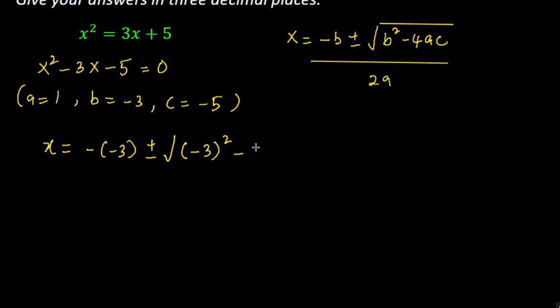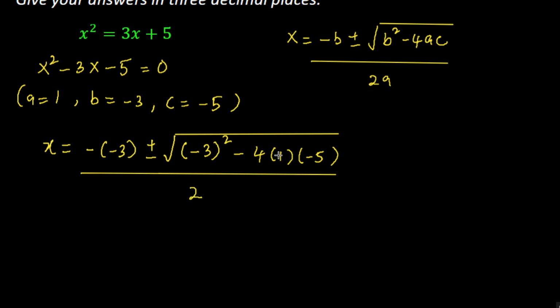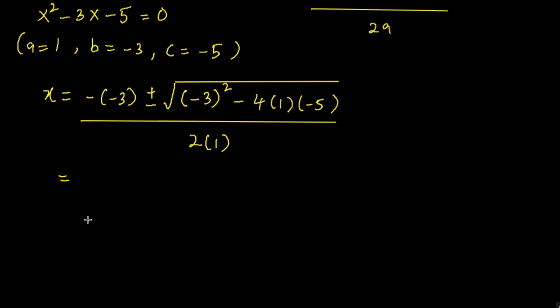Minus 4, A is 1, times C, which is negative 5. This is the value under the root, over 2A. A here is 1, so I will write times 1. No need to write it, but I will write it to show you. Now I will simplify. Negative times negative is positive, so I write positive 3 plus minus the square root.